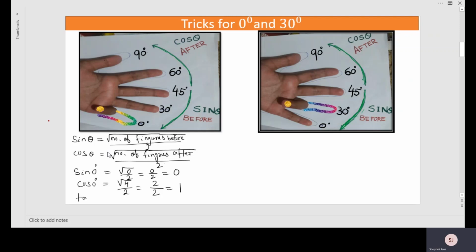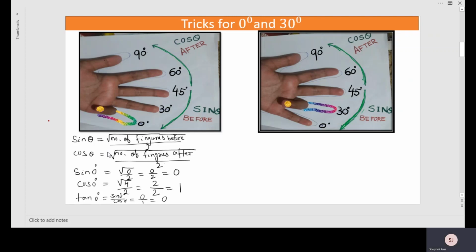Like that, tan 0 degree. Tan 0 degree is sine 0 divided by cos 0 degree. How much? 0 divided by 1, 0. Otherwise, we can take square root of the number of fingers before divided by square root of the number of fingers after. That is tan theta. If we get sine, cos, tan, we can get the other trigonometrical ratios, because cosec is the reciprocal of sine, sec is the reciprocal of cos, and cot is the reciprocal of tan.